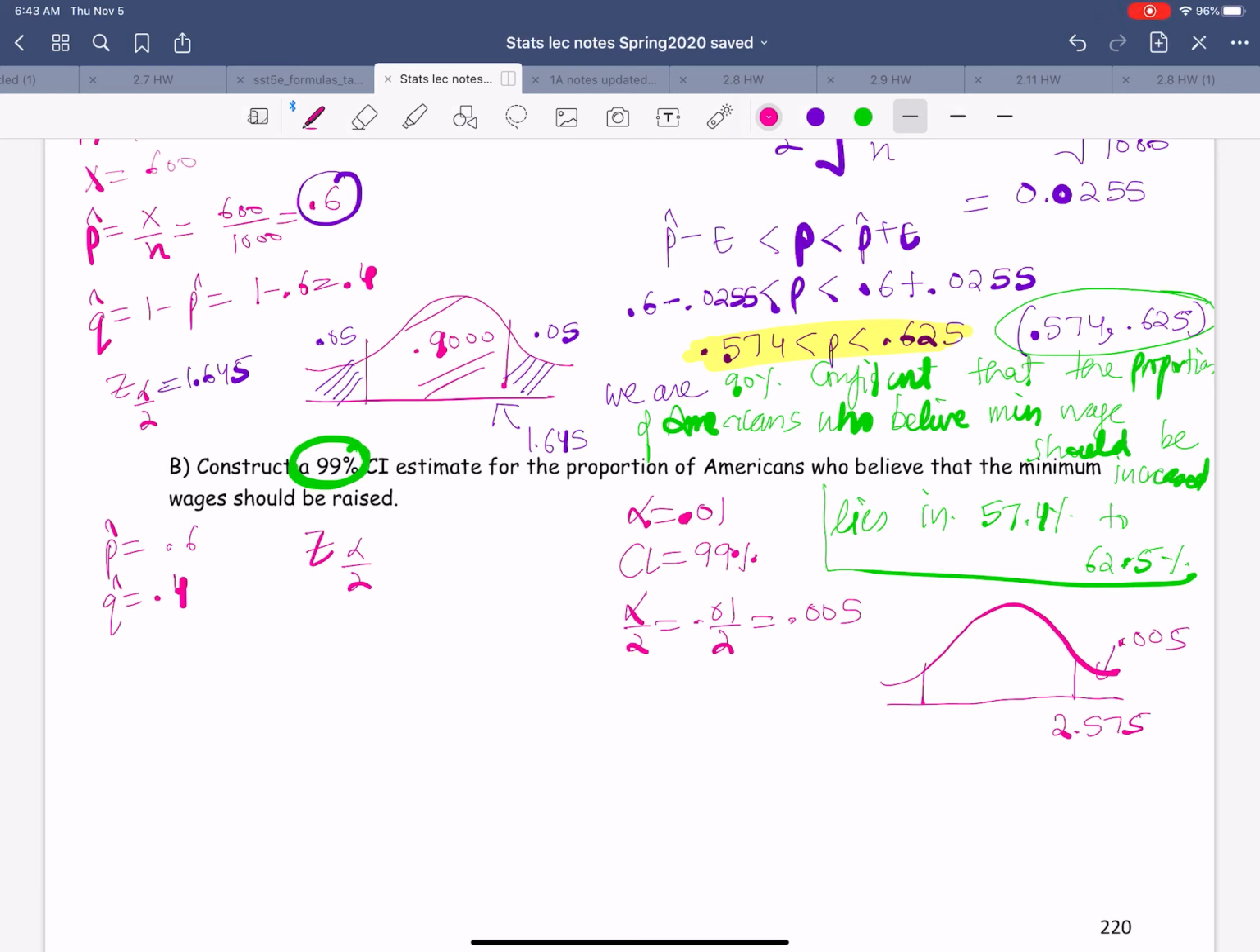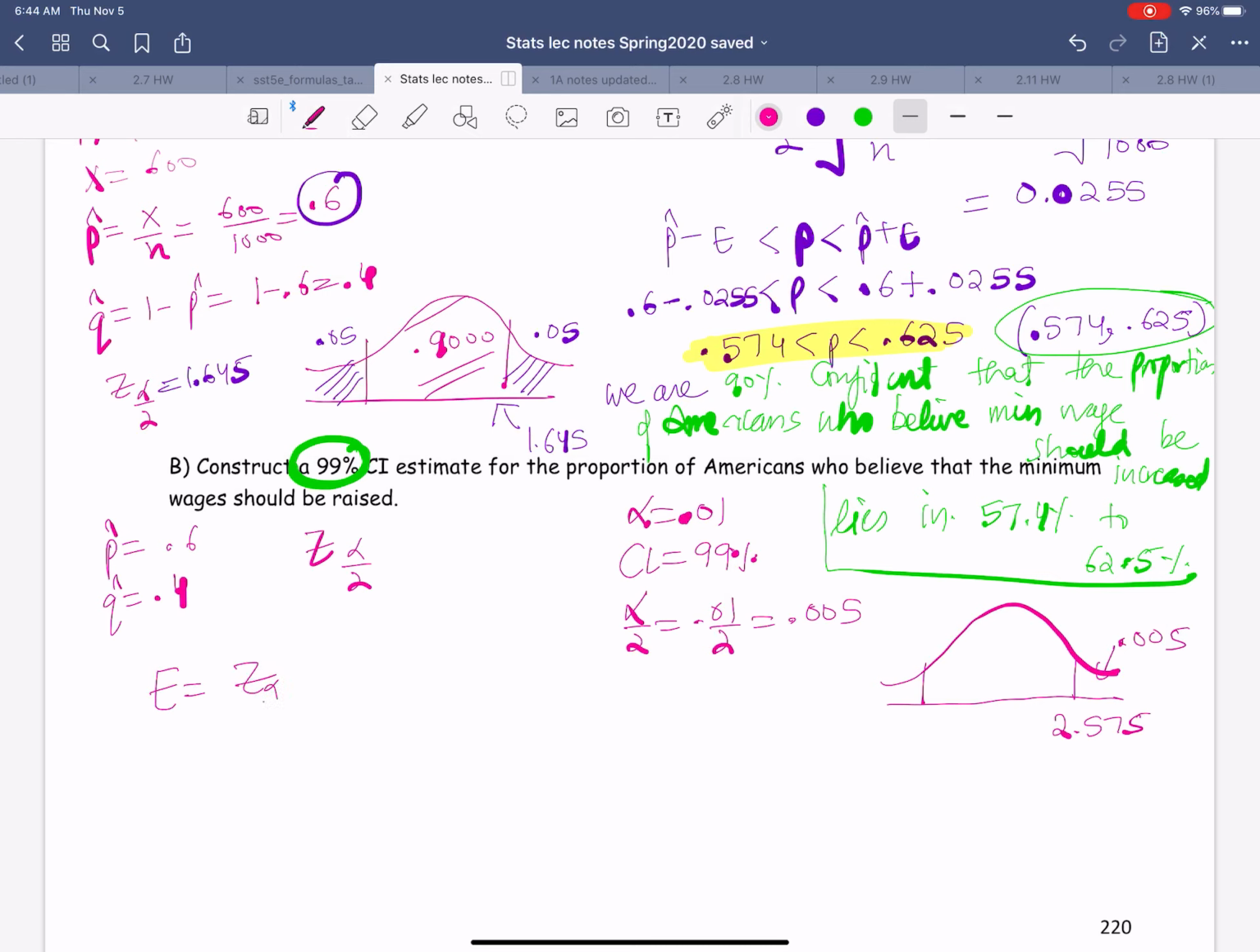If you want to be more confident, your margin of error will be bigger, your confidence interval will be wider. Like I asked you, if you want to guess my age within plus minus 1, your interval will be small. If you want to guess my age within plus minus 10, you have a bigger margin of error, your interval will be wider. Okay, so let's go ahead and find margin of error now.